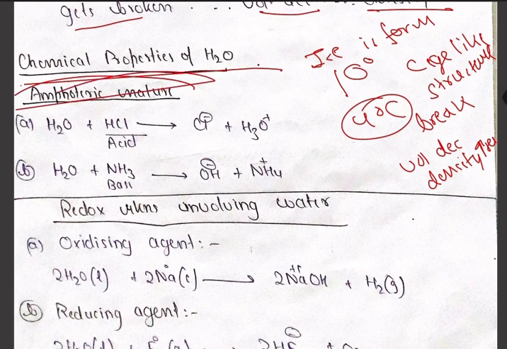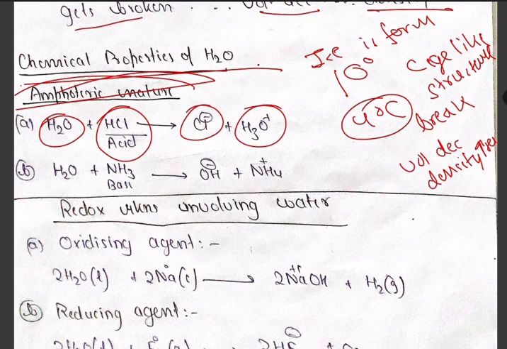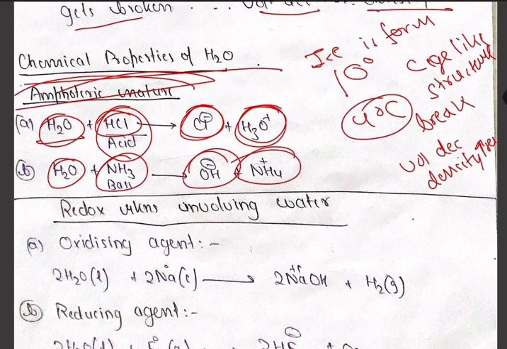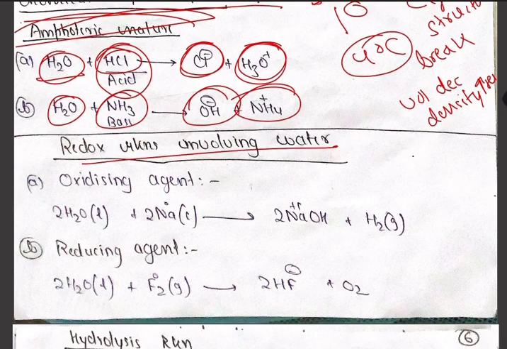Chemical properties of water. Amphoteric nature: water plus HCl gives H3O+ and Cl minus. As we know, water is amphoteric, which makes it clear that water reacts with acid as well as with base. Here is an example: if water reacts with HCl, it gives hydronium ion and Cl minus, and if water reacts with a base, it liberates OH minus and the ammonium ion. Okay, redox reactions involving water.